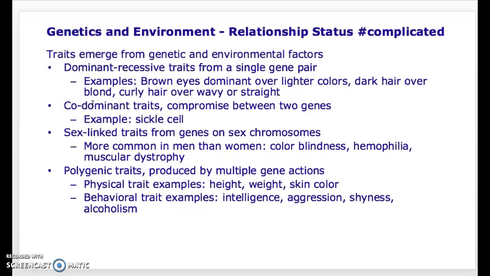There are certain genetic traits that are associated more with men than with women. For example, men tend to have higher incidences of color blindness and hemophilia, especially. We see that mostly in men, though occasionally it happens in women as well. And then there are certain traits that occur when we have polygenic traits. These are with multiple gene actions. So when we look at the height of your parents, we can usually tell what your height is. Your weight will be around what your parents' weight is.